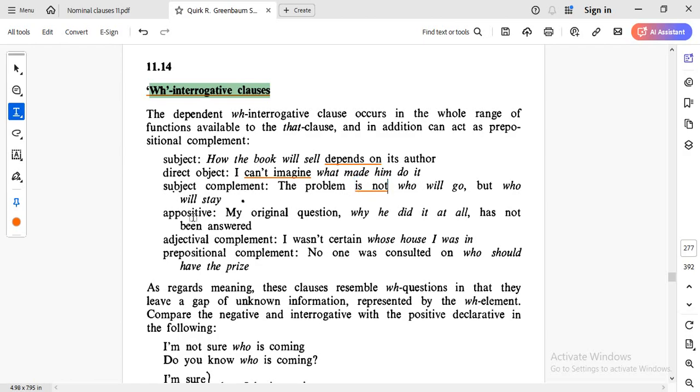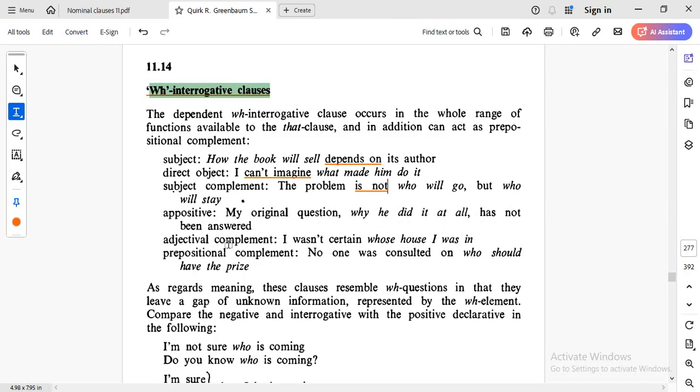Appositive: as we said, it's extra or additional information about the subject. We recognize it between two commas. My original question, why he did it at all, has not been answered. So why he did it at all is an appositive of the sentence, and has not been answered is the verb.